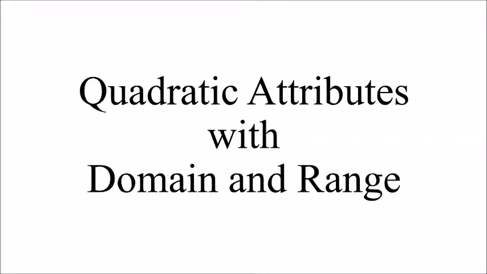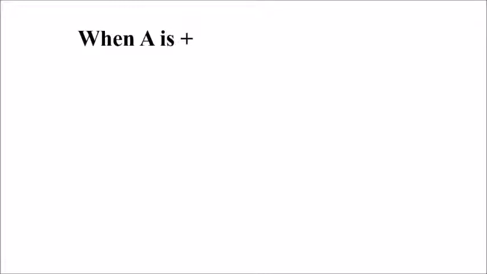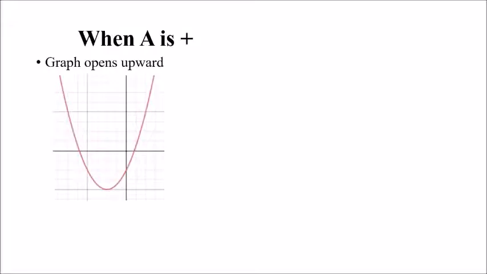Today's lesson is over quadratic attributes with domain and range. Some things to remember about your equations. If in standard form your A term is positive, your graph is going to open upwards. It's going to look like this. A helpful hint is that positive people smile. So if A is positive, your graph is going to look like a smile.